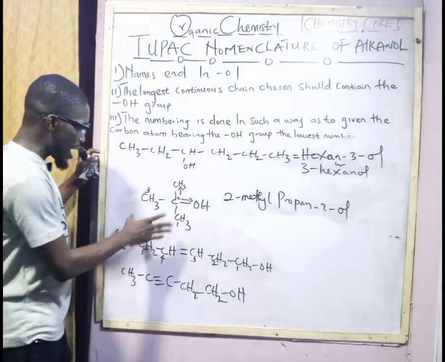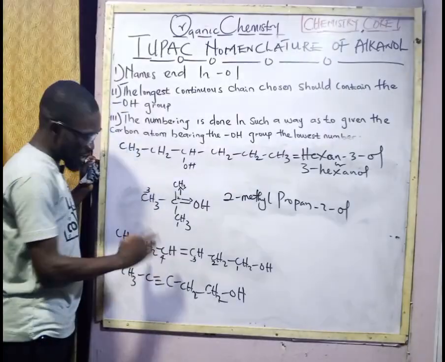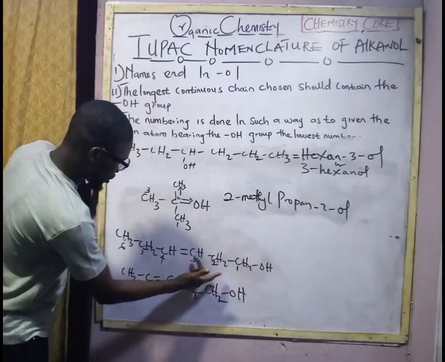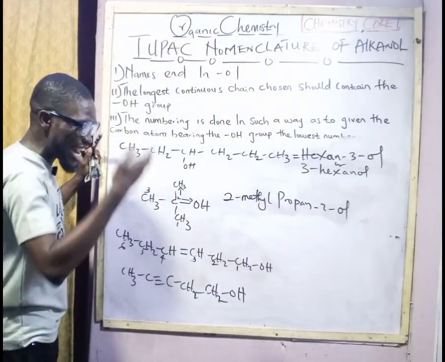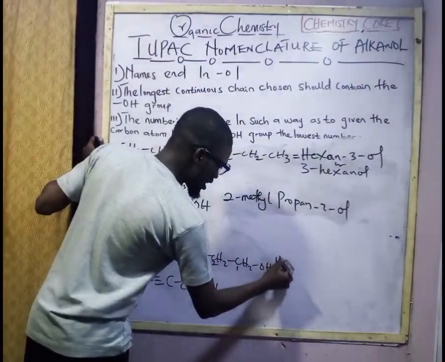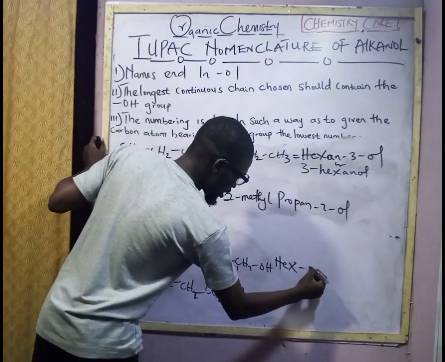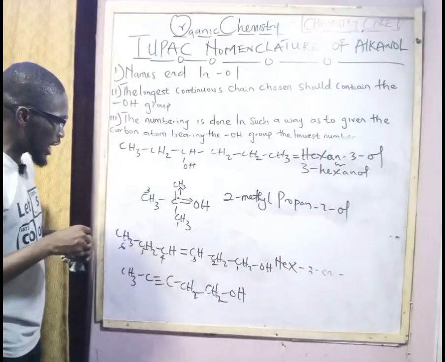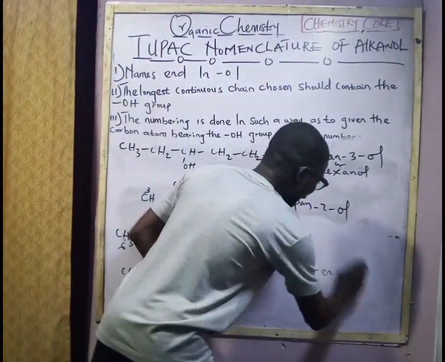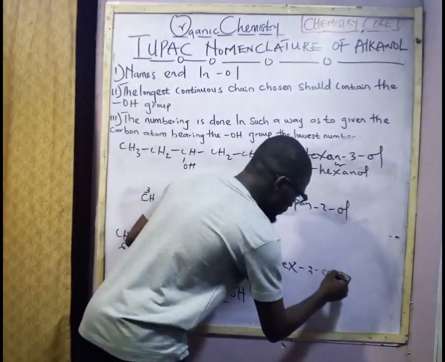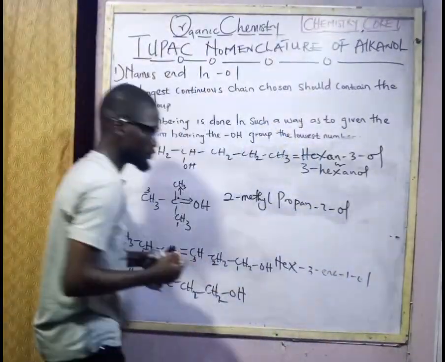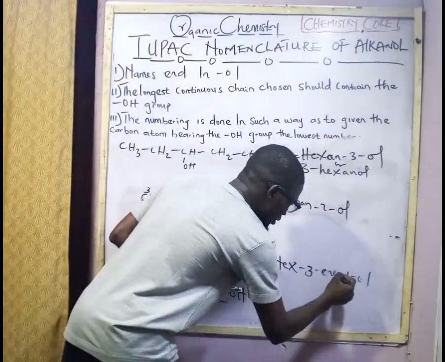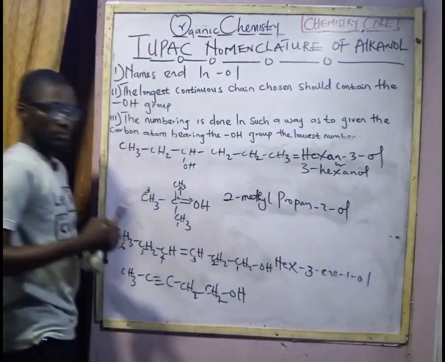Note one thing. Now we have named this, and back to this one now. As we have numbered this, we can say we have 1, 2, 3. So for the fact that we are having hexane, it will now be hex-3-yn. Where is the functional group? At 1. So you can say we have hex-3-yn-1-ol. Please take note of that. Hex-3-yn-1-ol. Are you with me now?